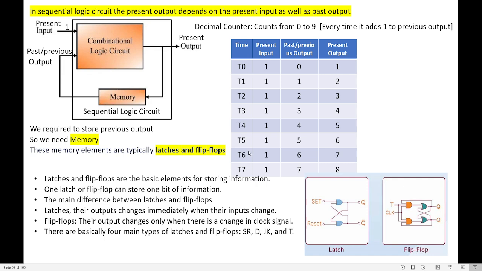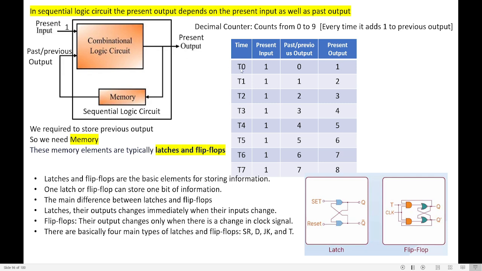At any point of time, my present input is 1 for a counter. So let us see what counter does. Every time it adds 1 to the previous output. What is the previous output? I said at time t0, previous output is 0. Consider, imagine it to be 0. So 1 plus 0 is 1. So present output is 1.